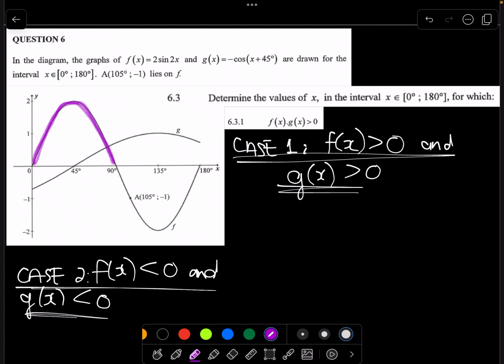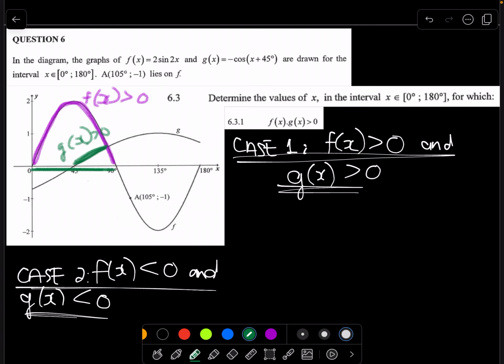It's not a biggie. Okay, so that is where f of x is positive, right? For any x value between 0 and 90, f of x produces a positive value. And then in that same interval from 0 to 90, where is g of x positive? That is happening over here, in this little interval. That is where g of x is also giving us positive values.